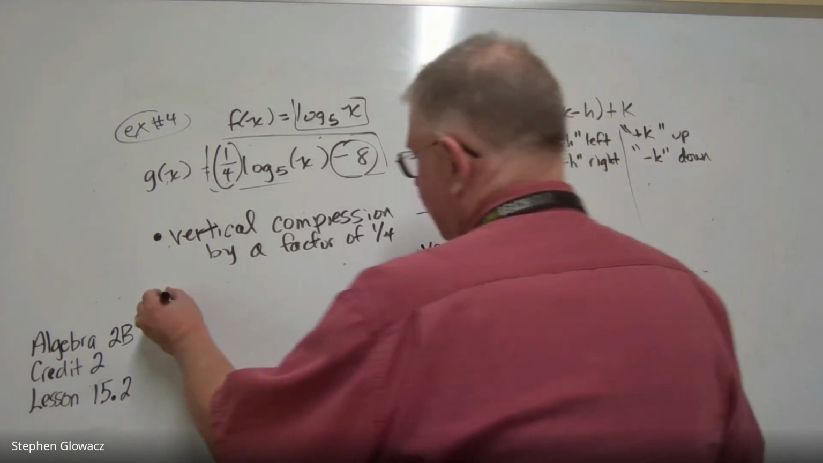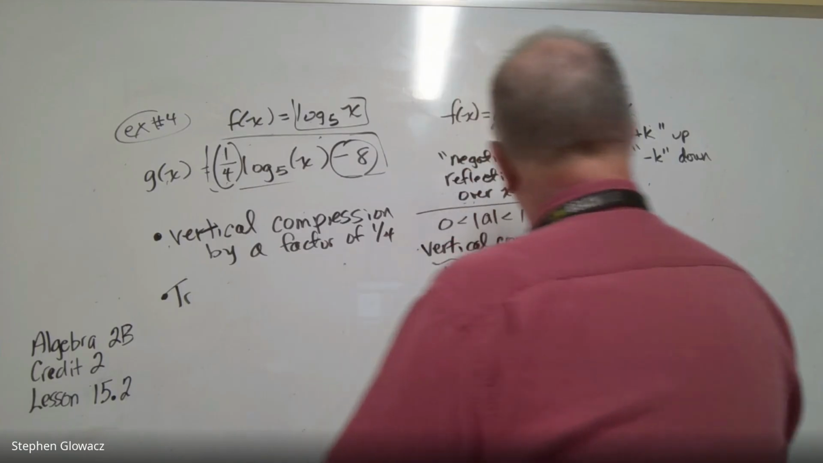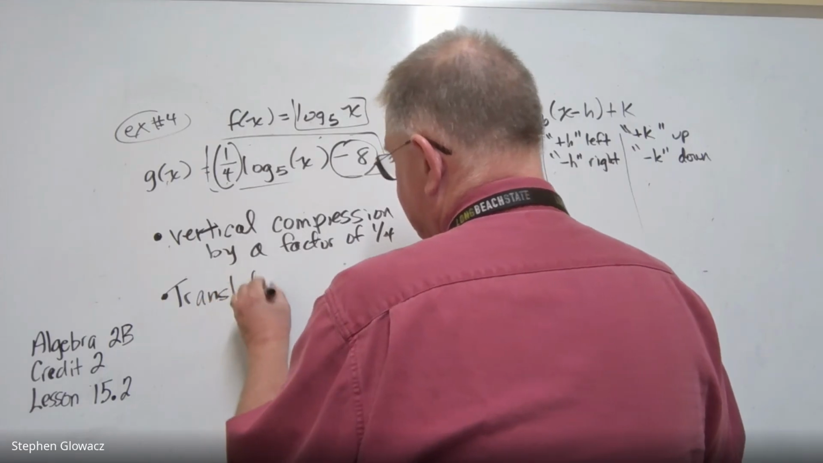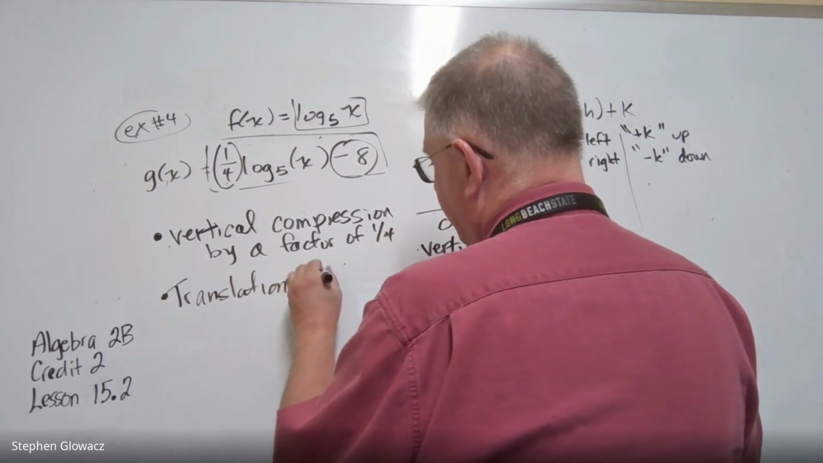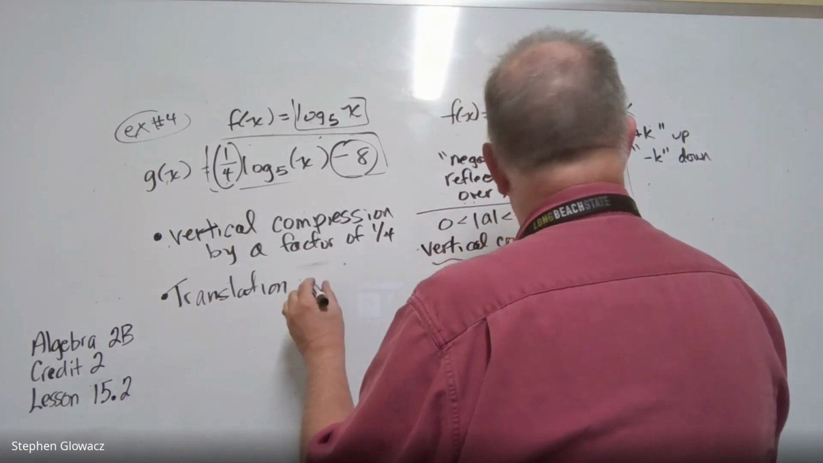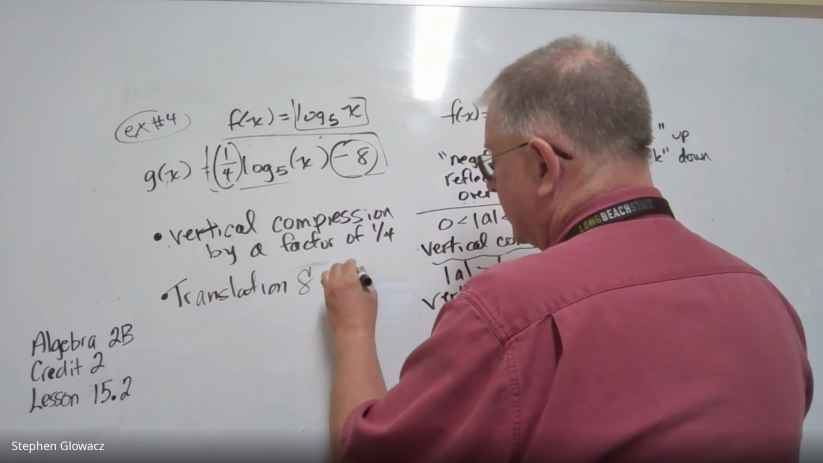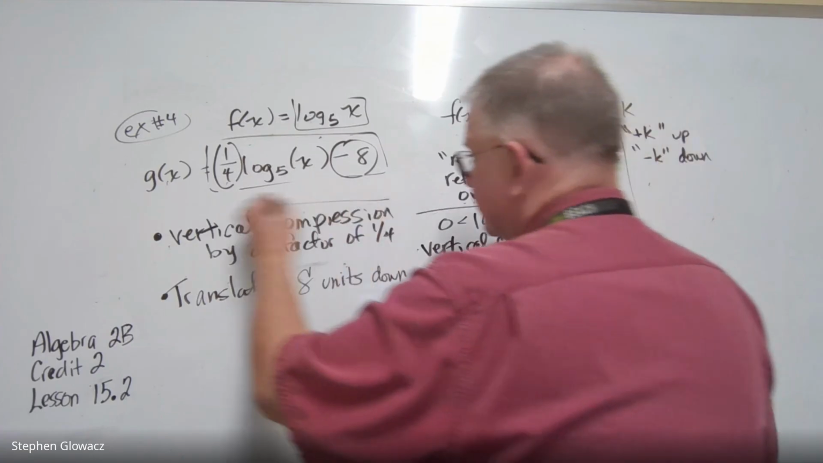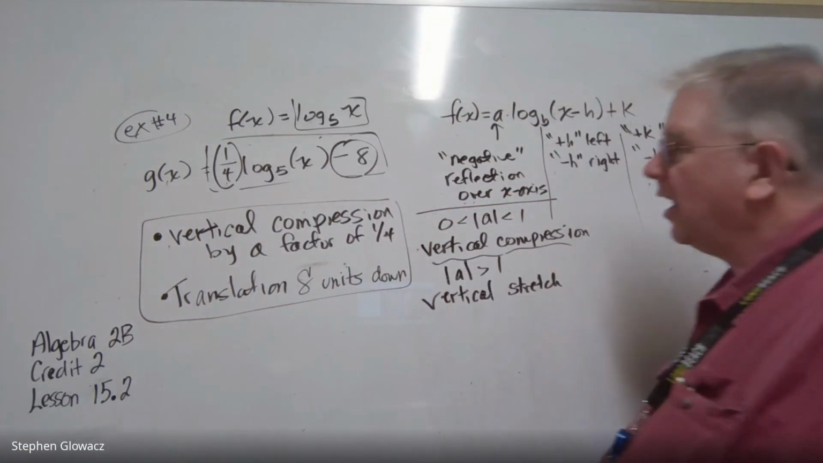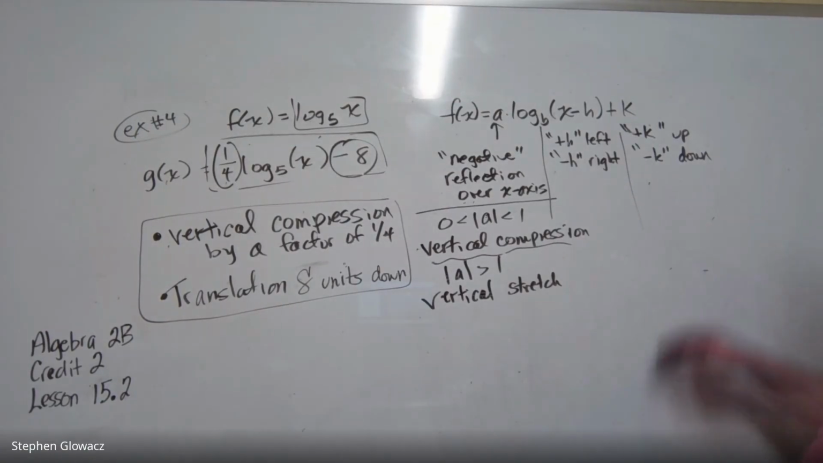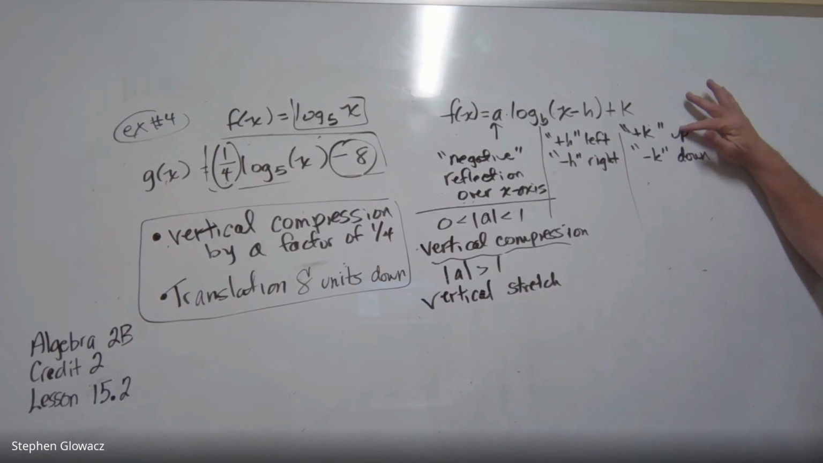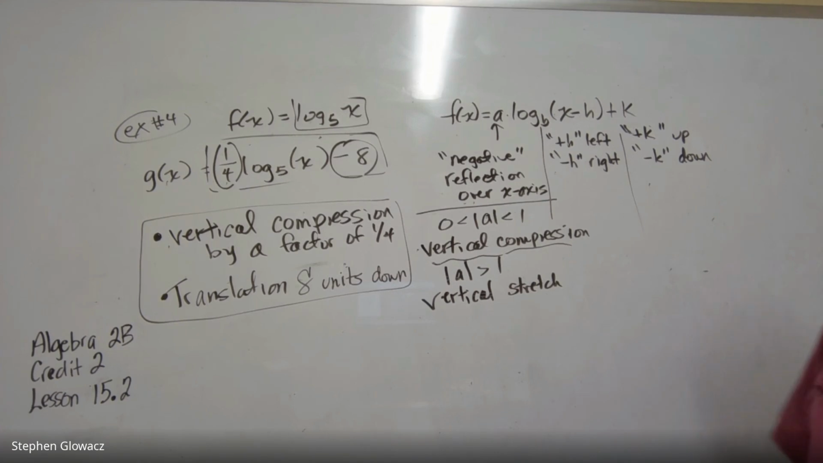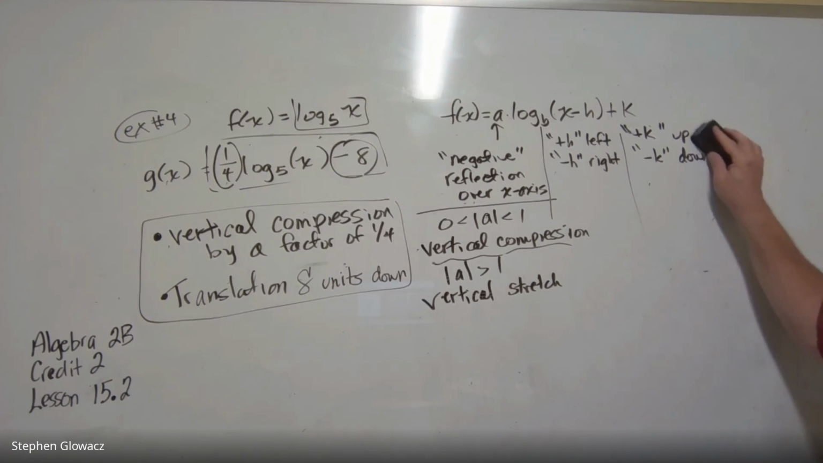So that would be a translation. So whenever we're talking about left, right, up, or down, that's a translation. So translation of, well, let's say 8 units down. And that's it. Those are the 2 transformations there. Okay, and of course, if that had been +8, that would have moved this up 8 units. All right, so that's it for example for number 4. And so that is all we need this for.